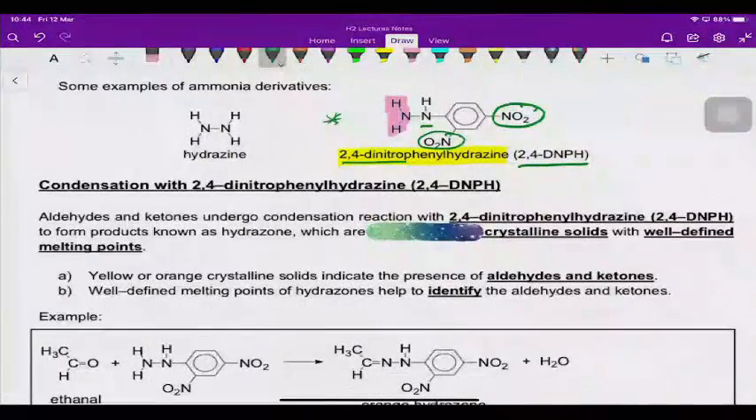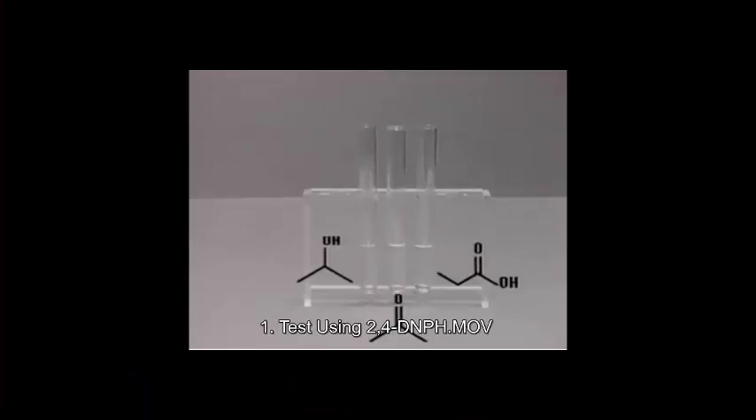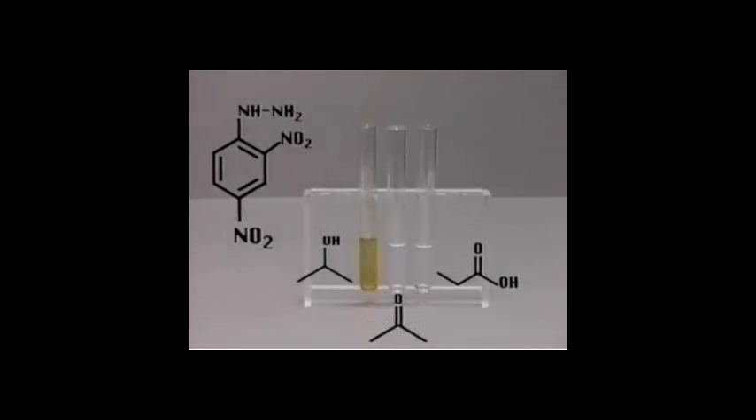Why is this important? This is actually the chemical test for carbonyl compound, both ketone and aldehyde. So when ketone and aldehyde react with 2,4-DNPH, we get a very nice yellow precipitate or yellow crystalline solid. A solution of 2,4-dinitrophenylhydrazine is added to each of 3 test tubes containing 2-propanol, 2-propanone, and propionic acid. An orange precipitate forms with the 2-propanone indicating the presence of an aldehyde or ketone functional group.